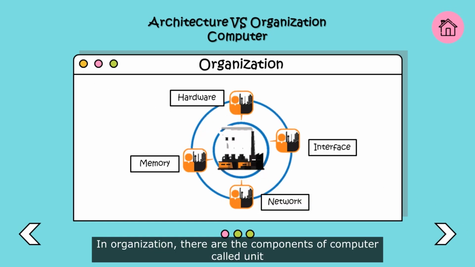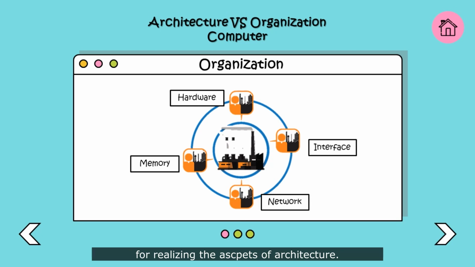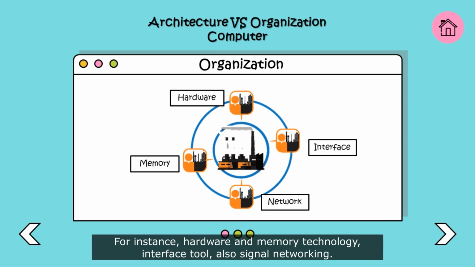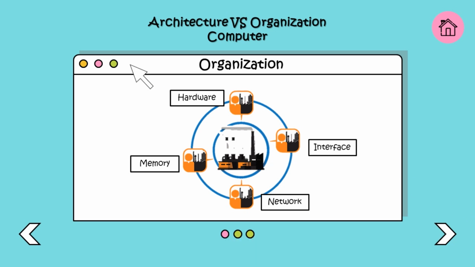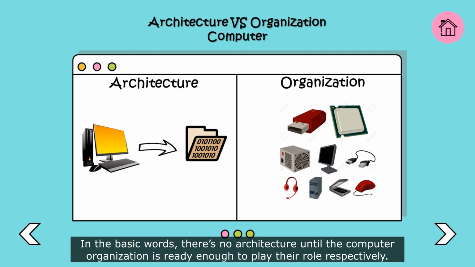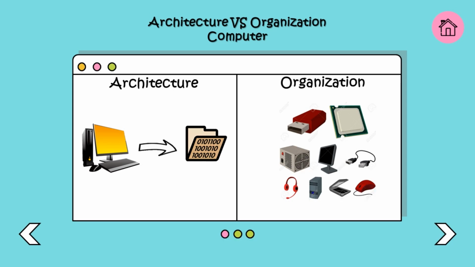In organization, there are the components of the computer, called units, for realizing the aspects of architecture. For instance, hardware and memory technology, interface tools, and also signal networking. In basic words, there's no architecture until the computer organization is ready enough to play its role.